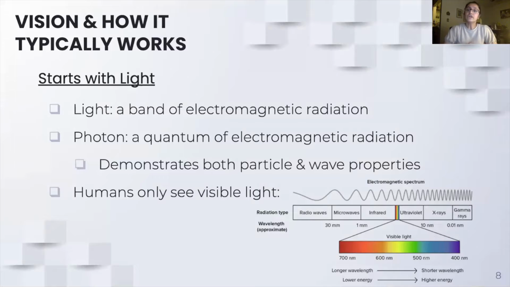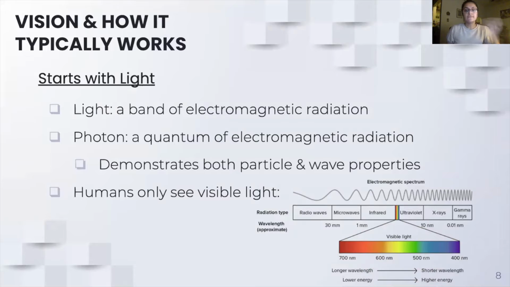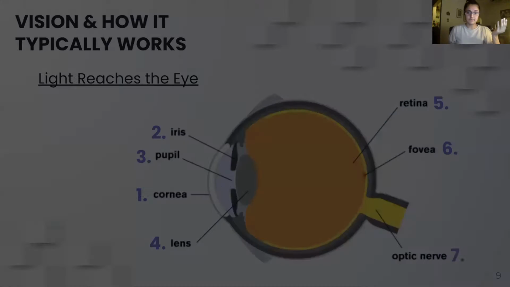Now, let's take a look at the typical visual system of the human eye. It all starts with light. Light is a band of electromagnetic radiation. A quantum of that is a photon, which is what reflects off of our environment and into our eye. Humans can only see visible light, which is this rectangle over here. And this visible light influences what we choose to wear on a night out or to class.